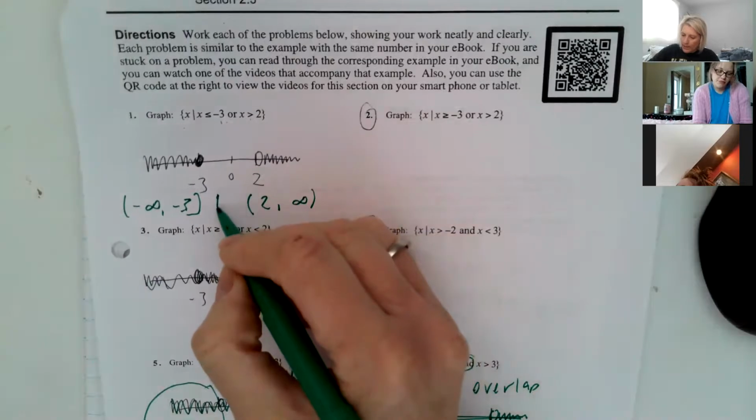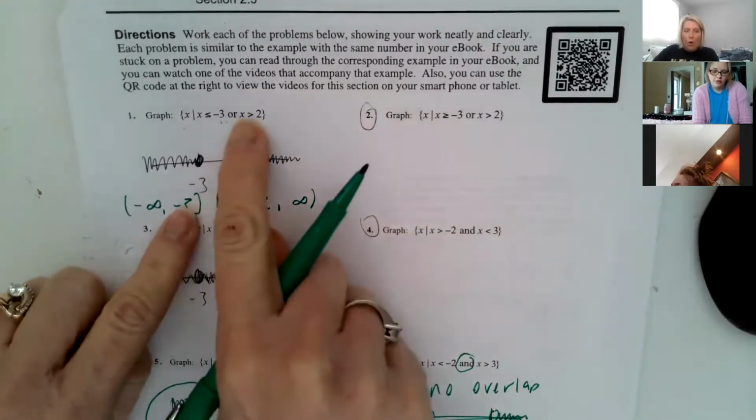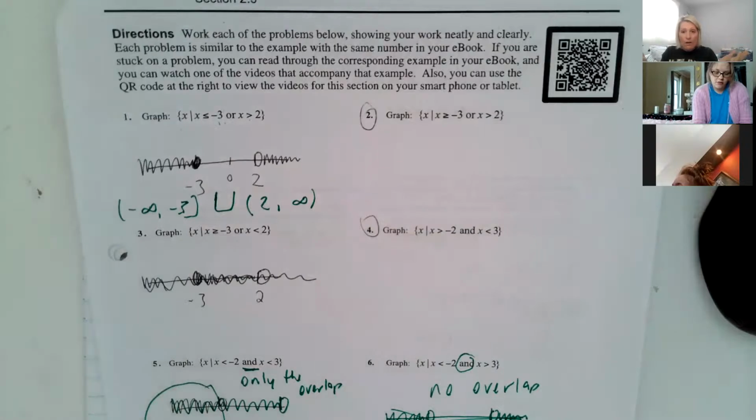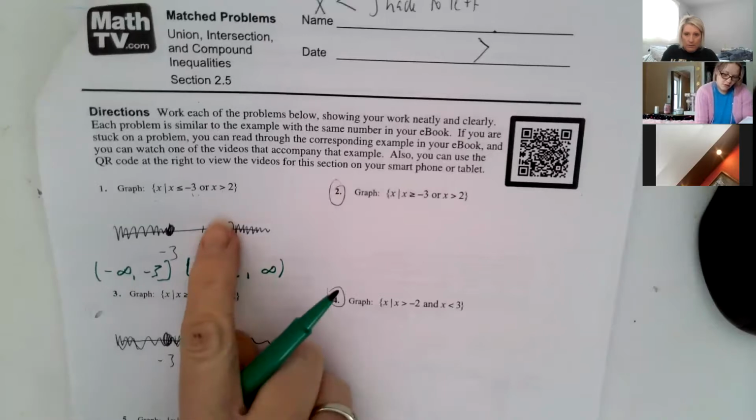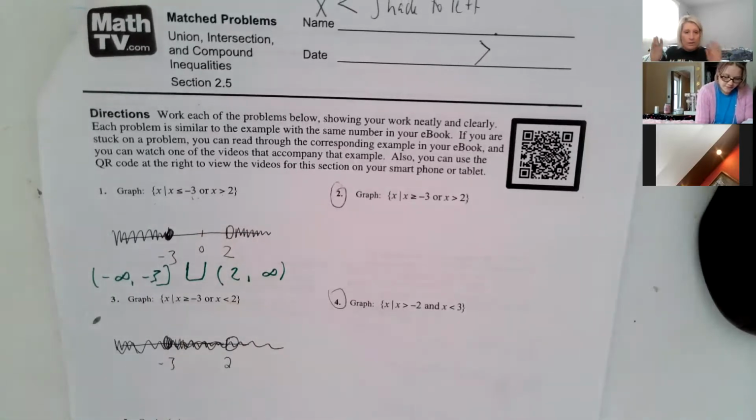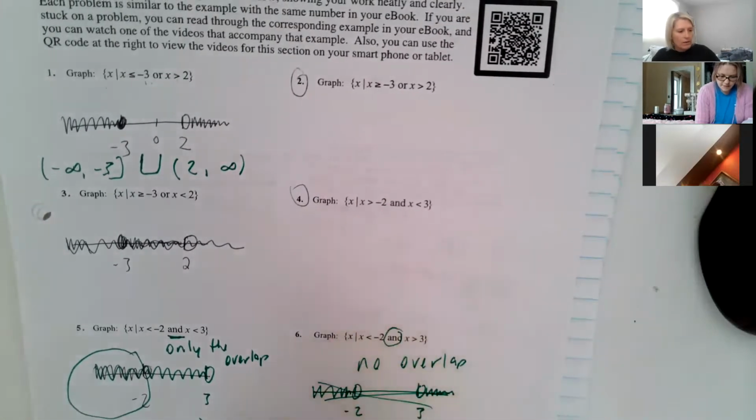And it gets a big union symbol here. We're unioning these because OR means a union of all solutions that satisfy either one. X can be this or x can be that. But when it's an AND, it has to satisfy both. Only what satisfies both.